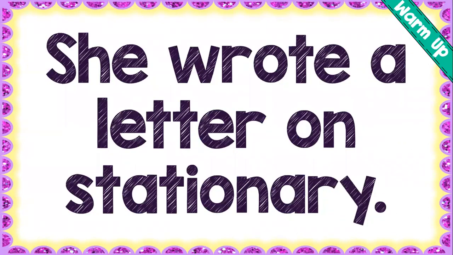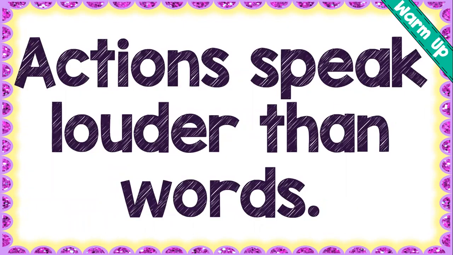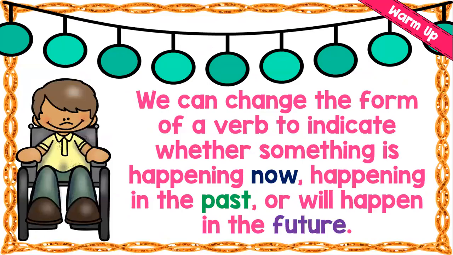She wrote a letter on stationery. What's your verb or predicate? Wrote. He is the apple of my eye. Now you can't really see this one because it's a form of be, but the verb is. Actions speak louder than words. Now, what do you actually see happening here? What's your action, your verb? Not the word action. That's kind of tricky. The actual action here is speak. Actions speak. So your actions are speaking louder than words.